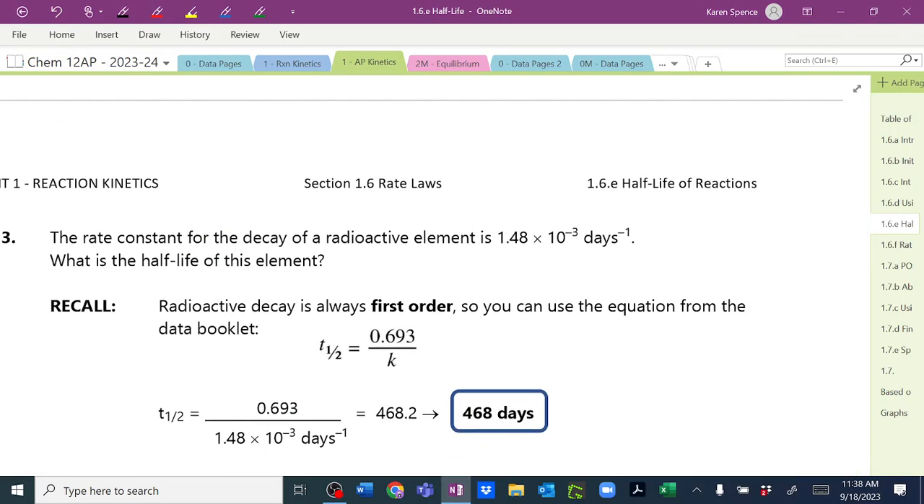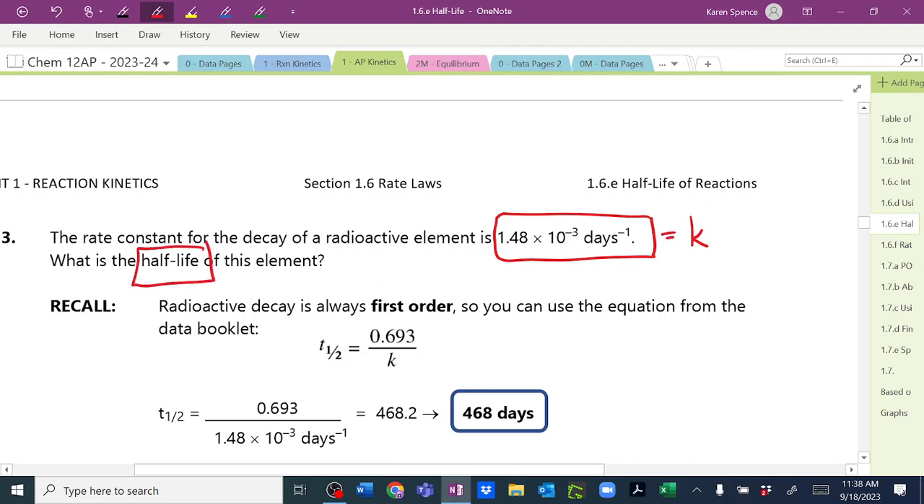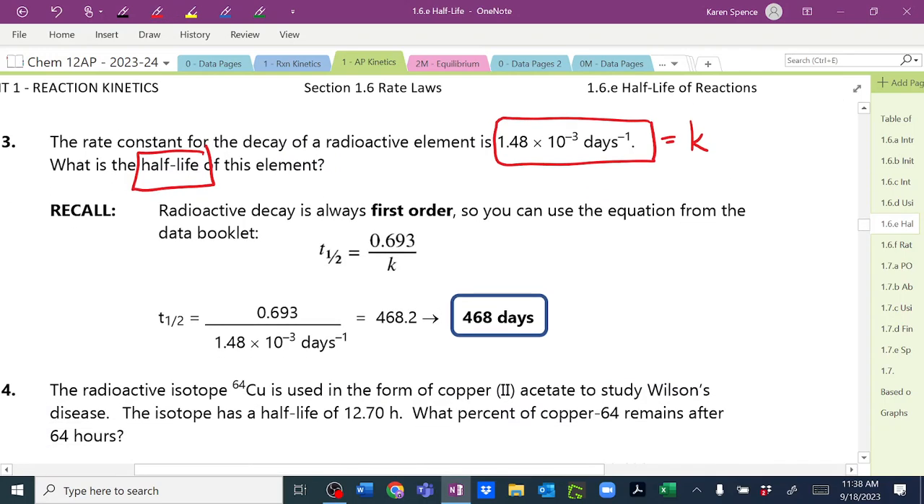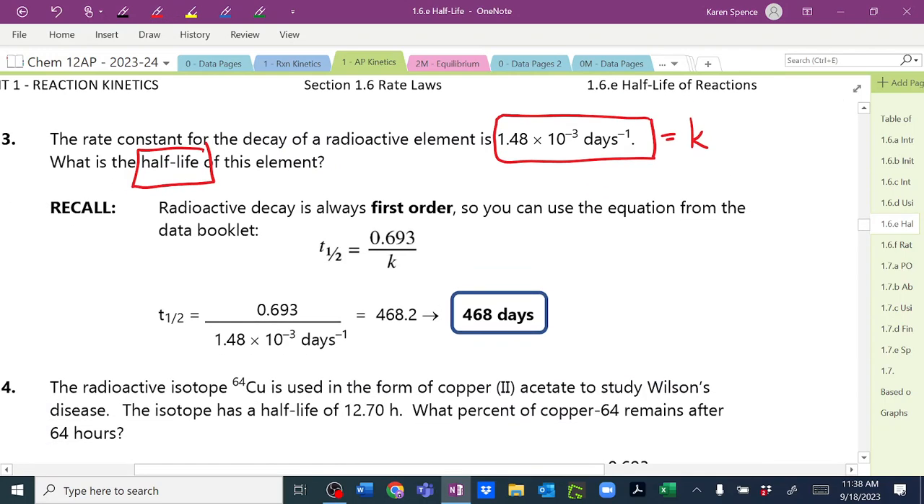What is the half-life of this element if the rate constant is that many days? And if they ask you for the half-life, these are super simple. You're like, oh my gosh, I got a half-life and I got a k and I got a formula that relates half-life and k. You can see the math is there, but it's really straightforward.